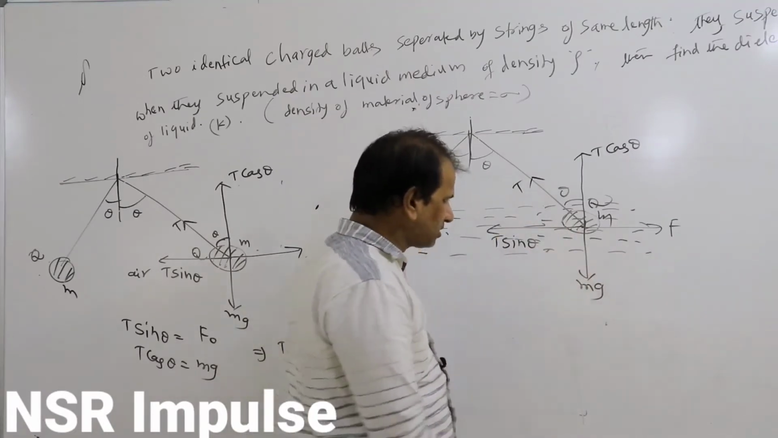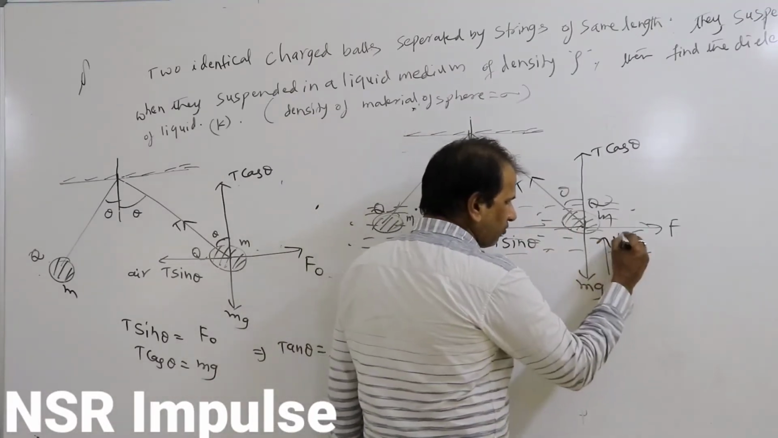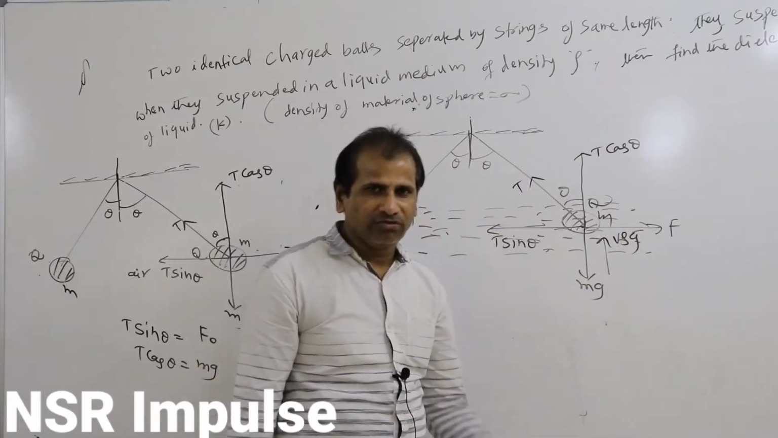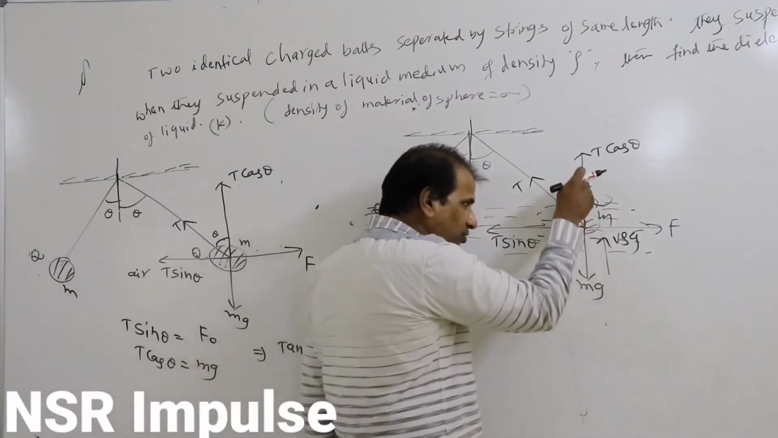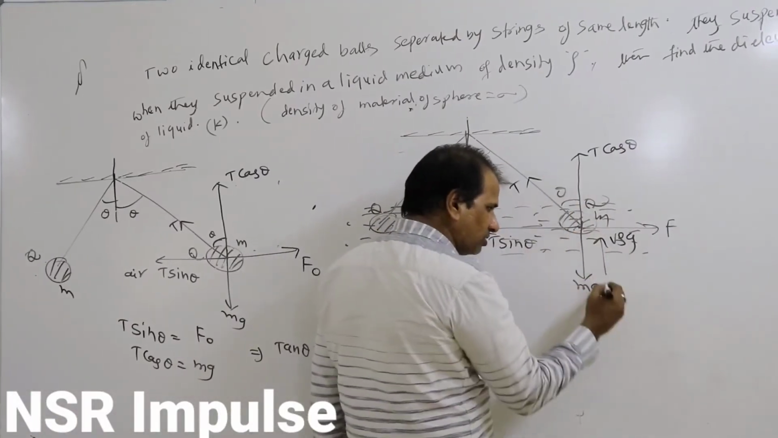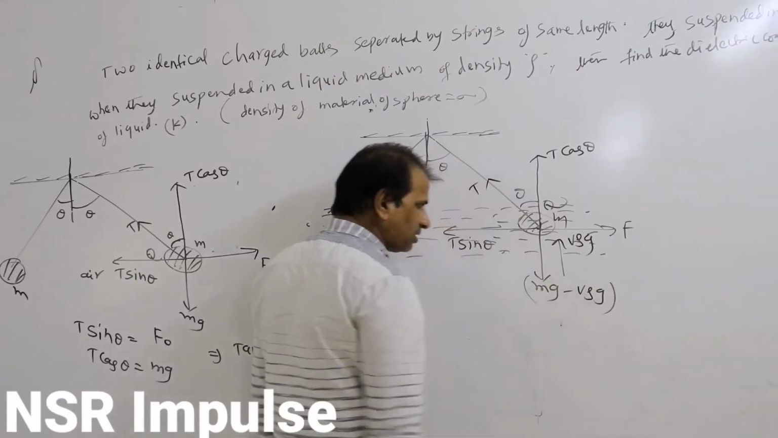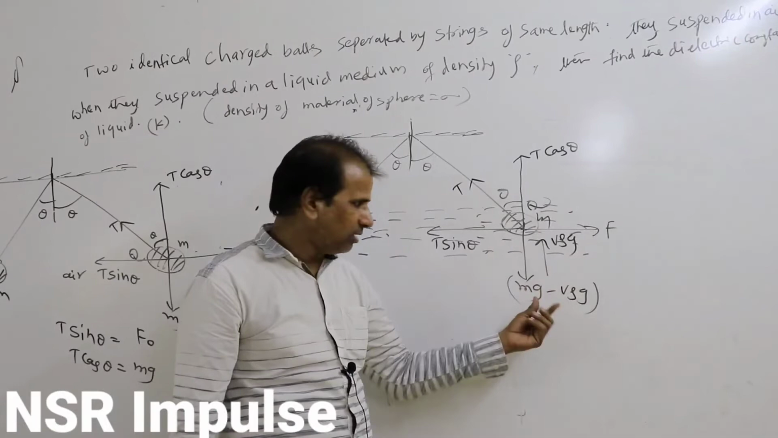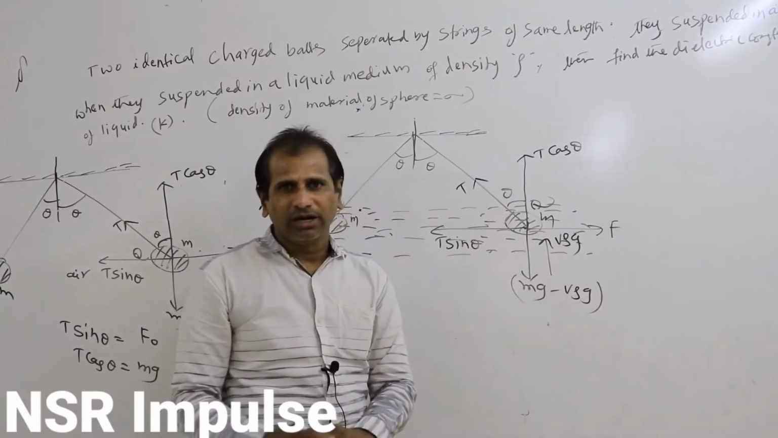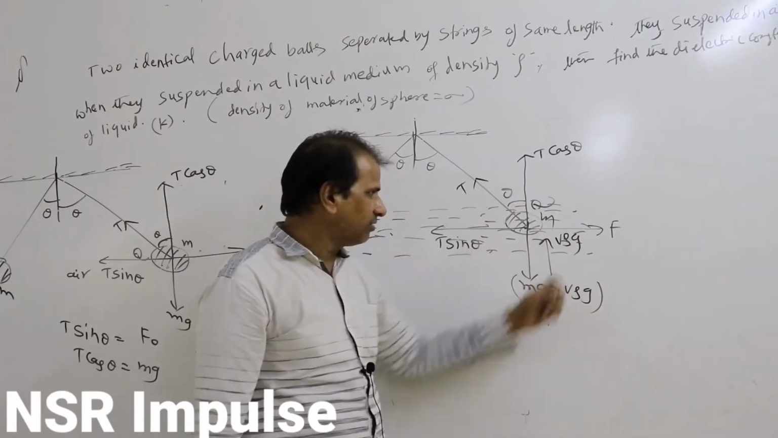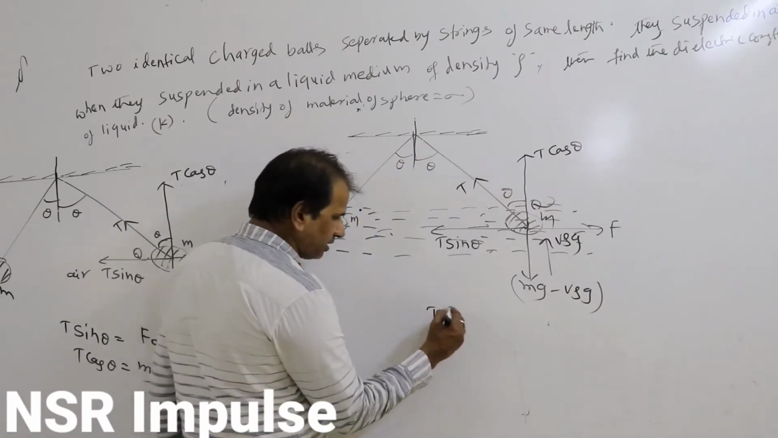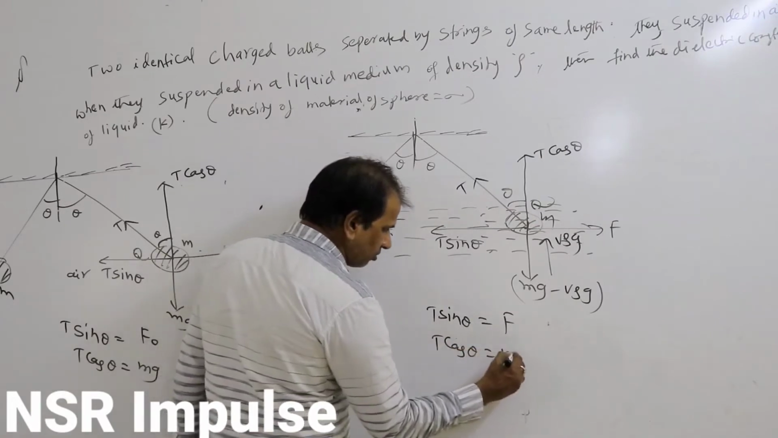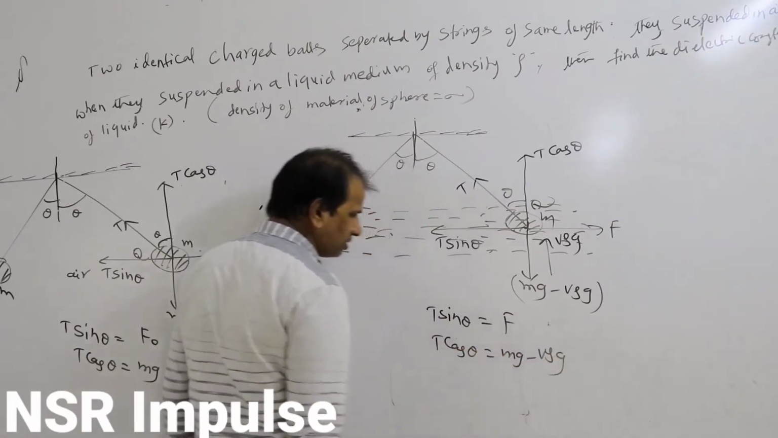That means mg acts downward. The buoyancy force V rho g acts in what direction? Upward, from first year physics. So what is the net force? mg downward and V rho g upward, means mg minus V rho g. mg minus V rho g is the net force acting. So how to frame the equation now? T sin theta is equal to F and T cos theta is equal to mg minus V rho g.